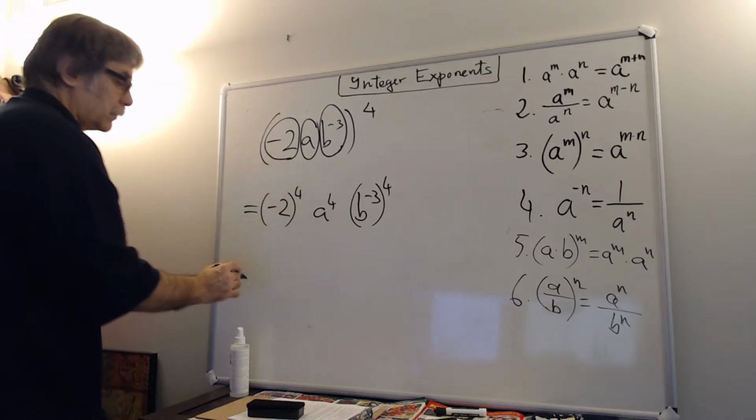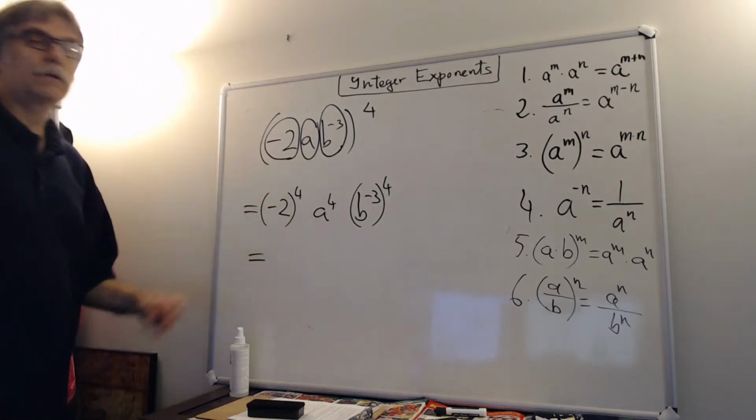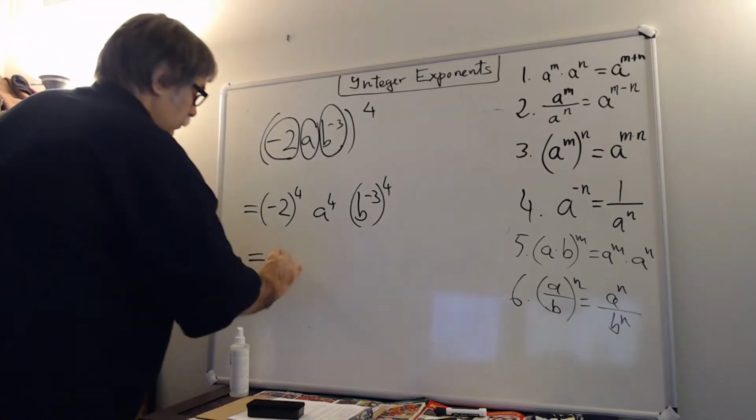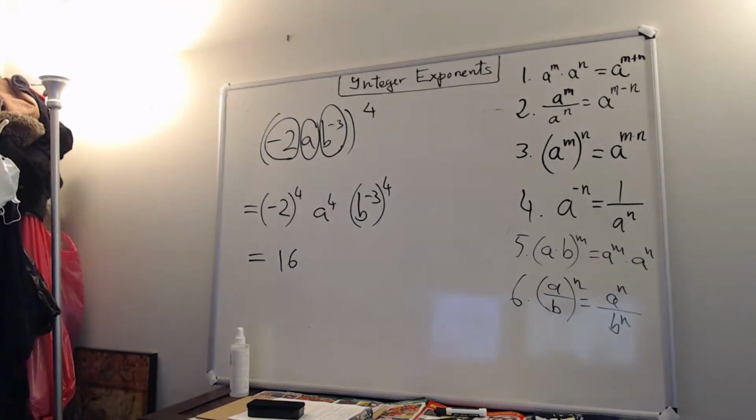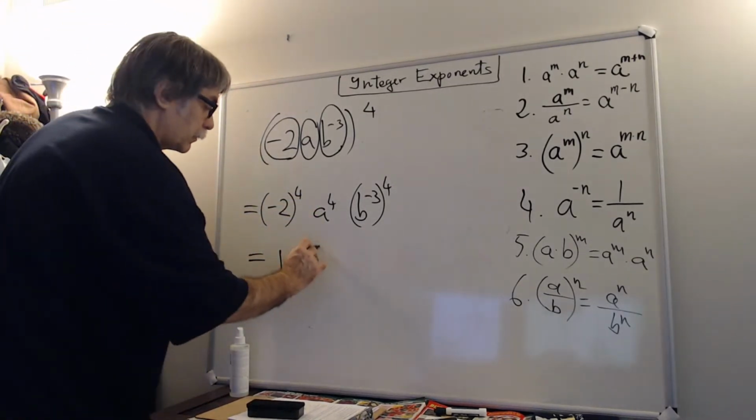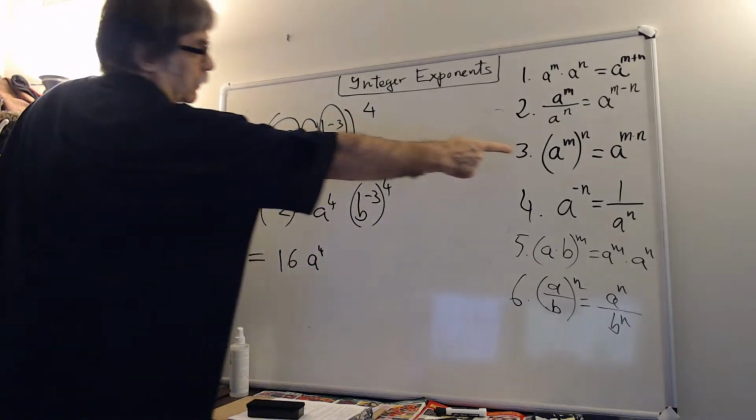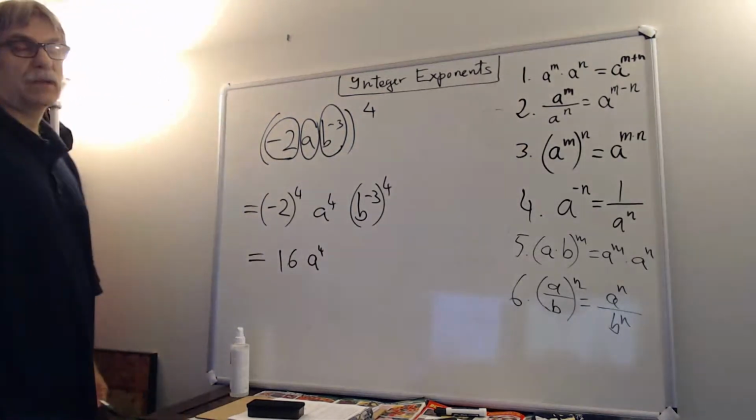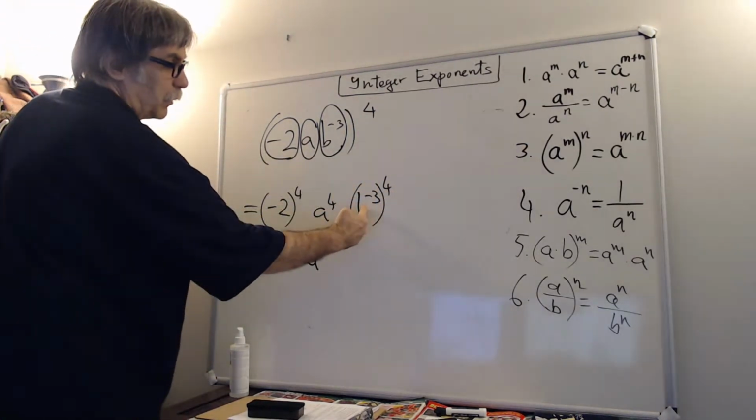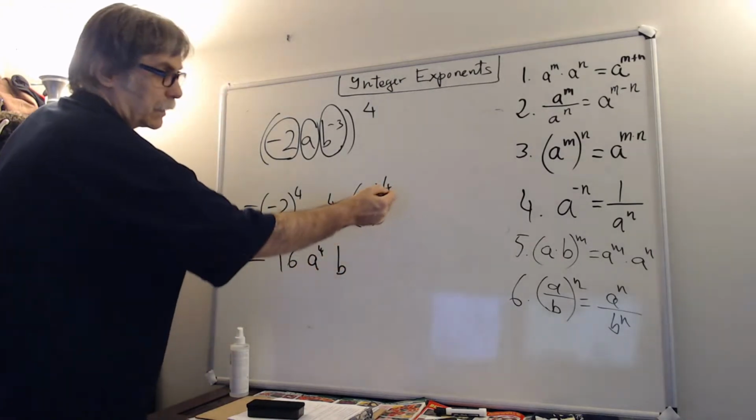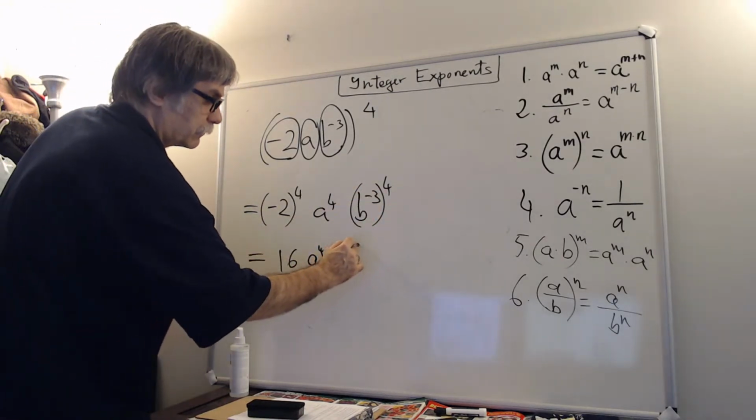So now I work it out. This one is negative 2 times negative 2 times negative 2 times negative 2. That's 16. Okay. This one here is a to the power of 4. This one here, our next property, number 3. Or should I say previous property, right? It's a power of power. So you write b with the power of negative 3 times 4, which is negative 12.